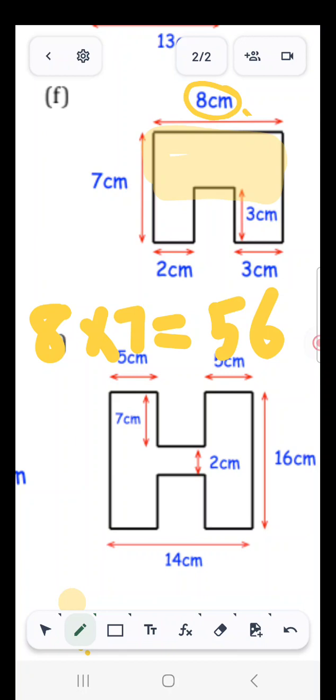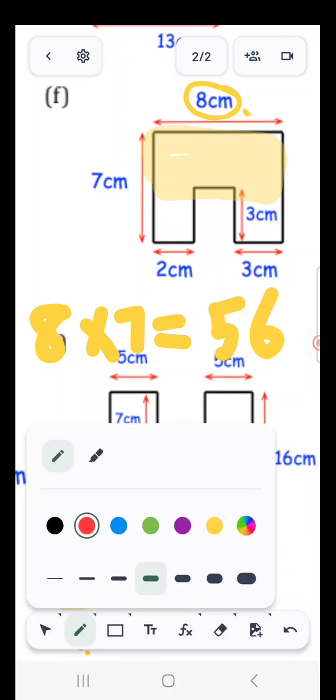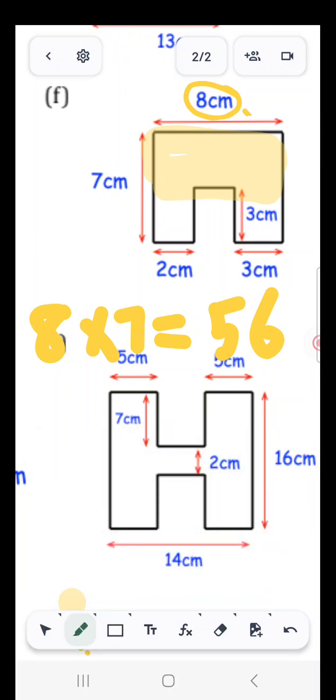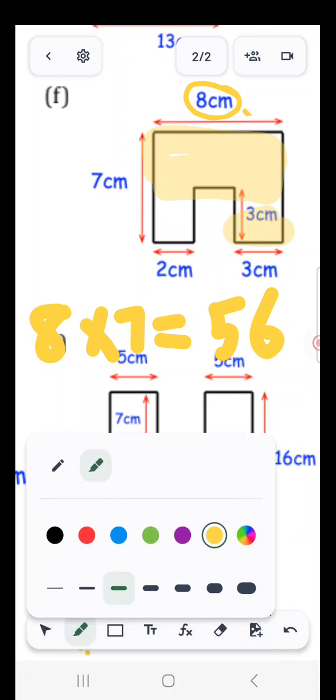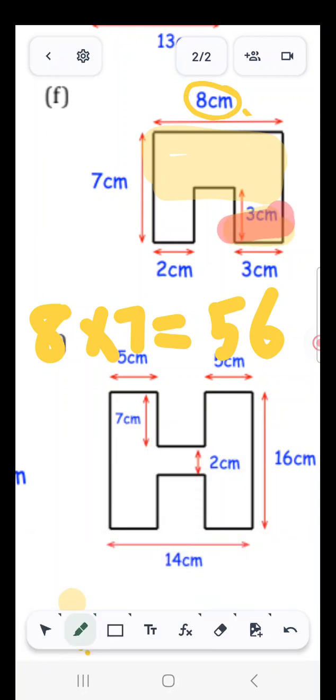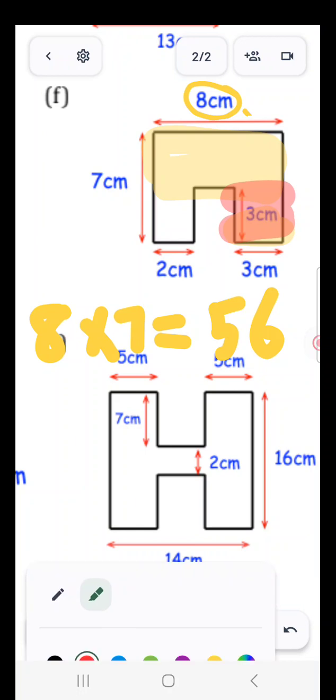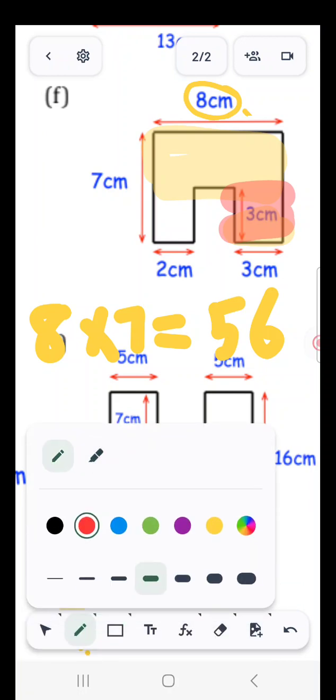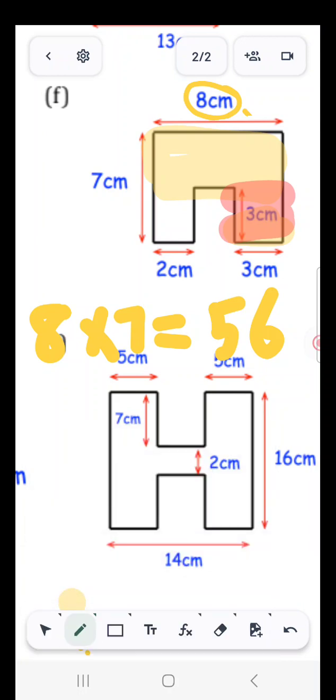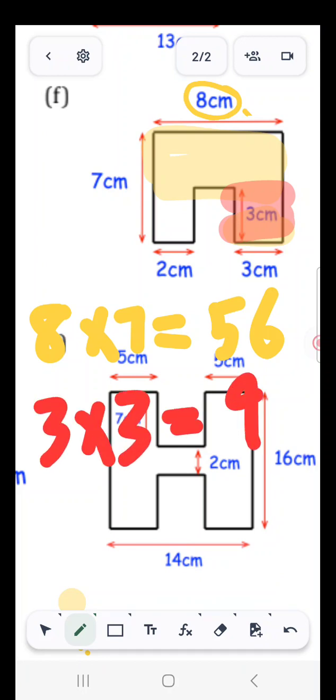And we still have two bottom rectangles. We should be working with them as well. Oh, I should be using the other color. Let's make it red color and work with the red pencil as well. And it should be 3 times 3, which makes it 9.